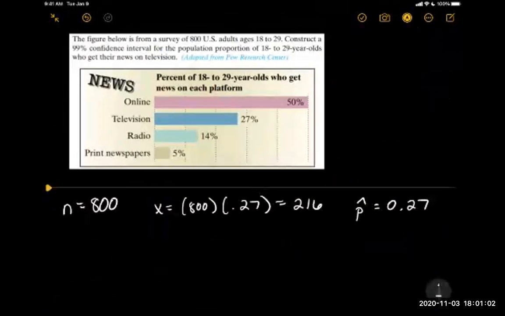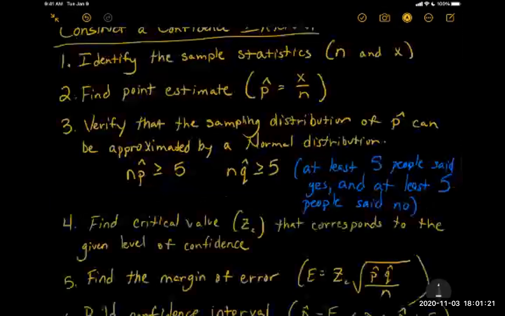Okay, step number 3 is make sure I can use the normal model. It says verify that the sampling distribution can be approximated by a normal model. How do I do that? At least 5 said yes, and at least 5 said no. N times P hat is at least 5, N times Q hat is at least 5. So I gotta make sure that both of those are at least 5.